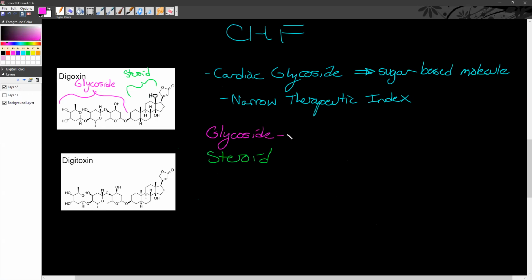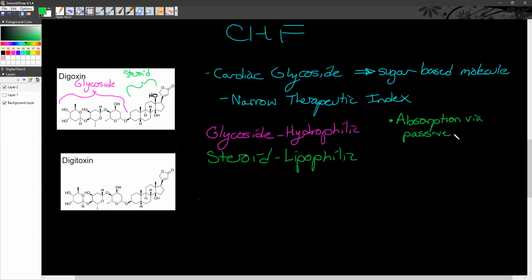So anyways, the glycoside portion of the molecule is really hydrophilic, meaning that it is easily going to dissolve in water, whereas the steroid is very, very lipophilic. So what this means is that digoxin is easily absorbed by the body. In fact, it's absorbed by passive diffusion, which is unusual for such a large drug, because usually you have to have some sort of active transport. But really, the important part here is that it has this dual nature to it.